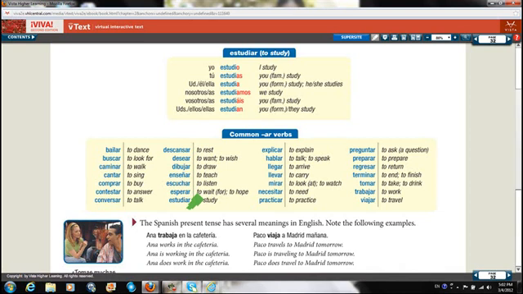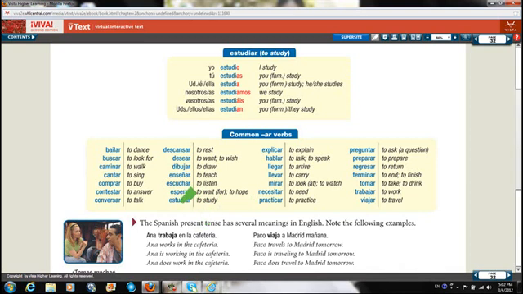Esperar, to wait for, or to hope. Two really very different meanings. To wait for is in terms of waiting for someone to come or to arrive, or you're waiting for something to happen. And it's also to hope. I hope something happens, or I hope to see you soon. Esperar.